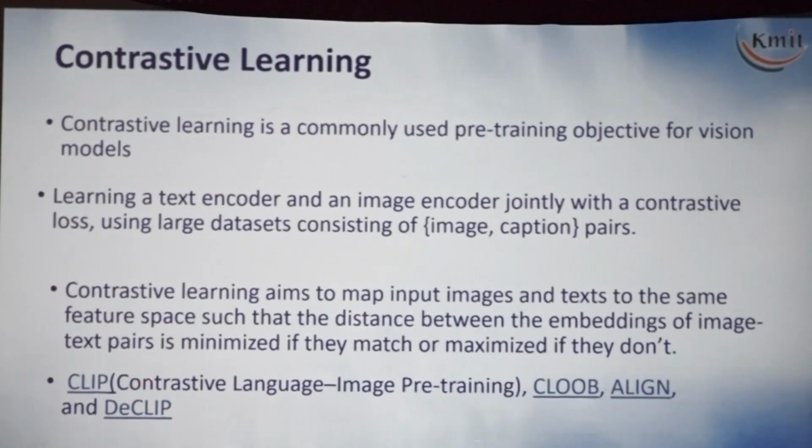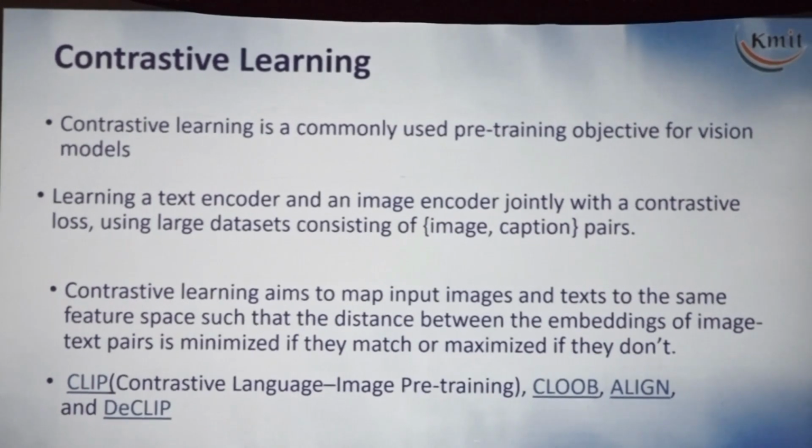CLIP. CLIP is the contrastive language image pre-training model. This is what we are concentrating on in this session, and I will show you the programs, how to predict and how to work with them. Okay, and CLOB and ALIGN and DeCLIP, all these are the various algorithms and tools available. And they are pre-trained.